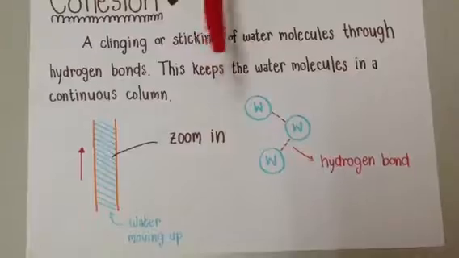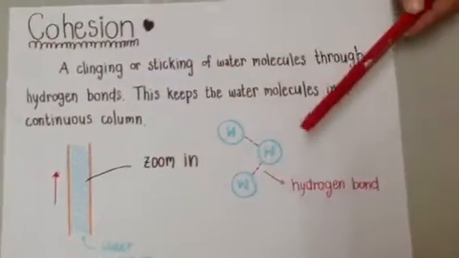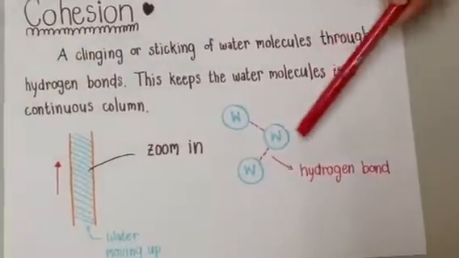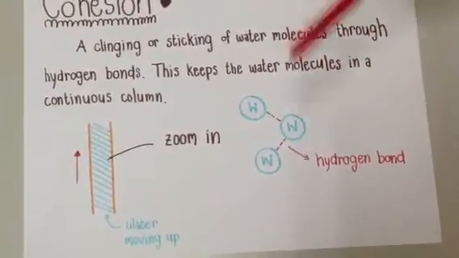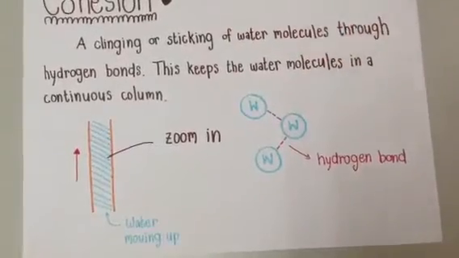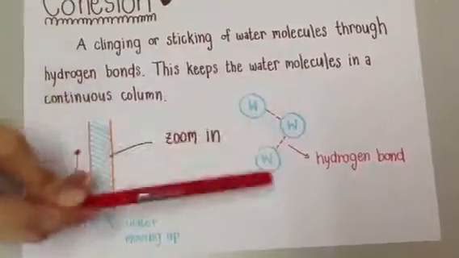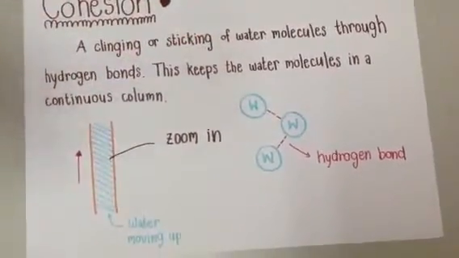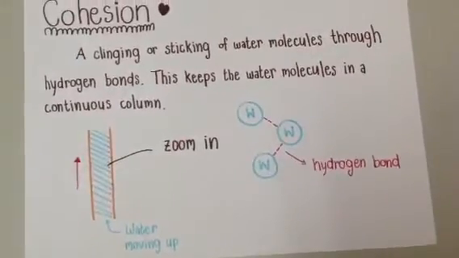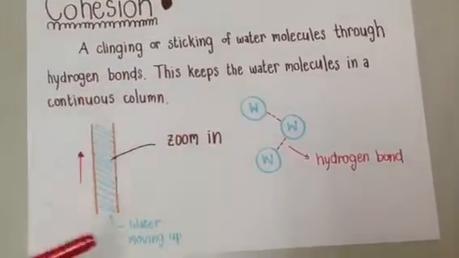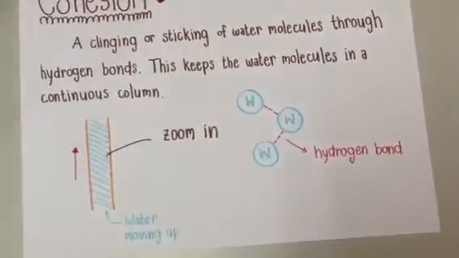Now, look at the zoom-in pictures. In blue is the water molecules sticking together by the hydrogen bond shown in red. And this, you can see that it keeps the water molecules as a column, which helps the tension from the before picture to pull the water molecules easily up through the xylem.